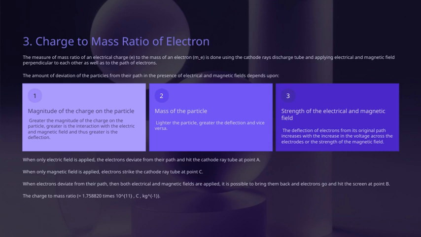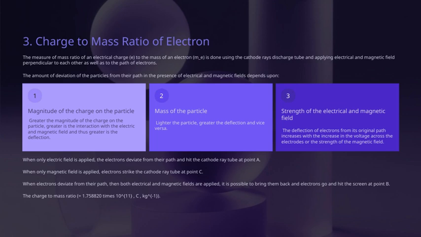When electrons deviate from their straight path, applying both electrical and magnetic fields can help bring them back to their original trajectory, allowing them to hit the screen at a specific point, which we call point B. If we apply only a magnetic field, electrons will strike the cathode ray tube at a different point C. Conversely, if only an electric field is applied, electrons deviate and hit at point A.